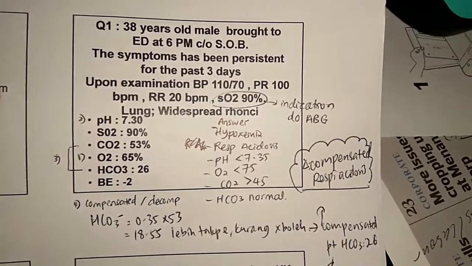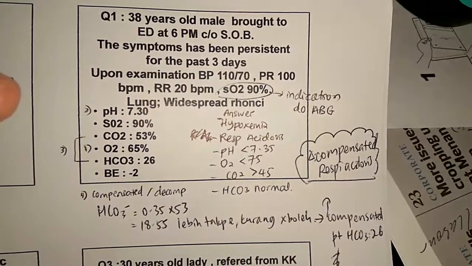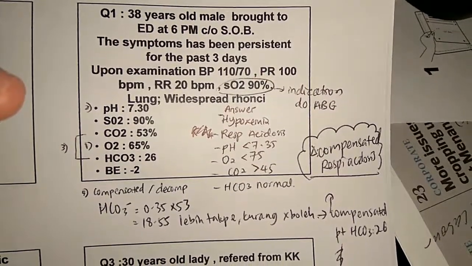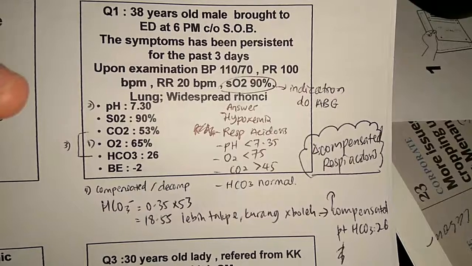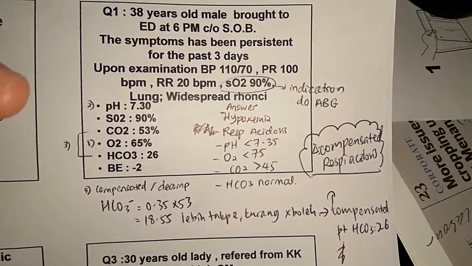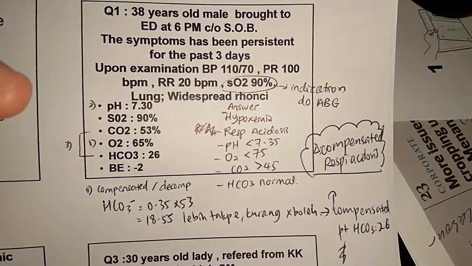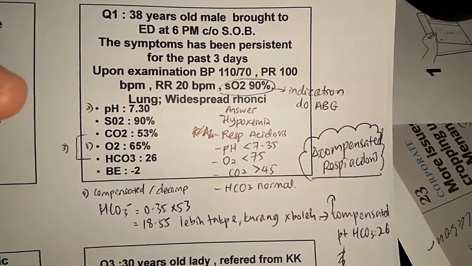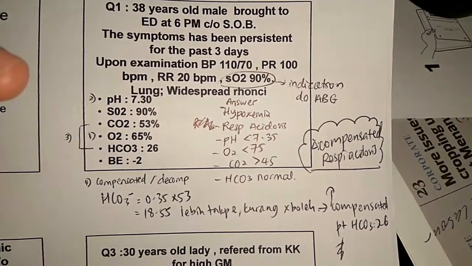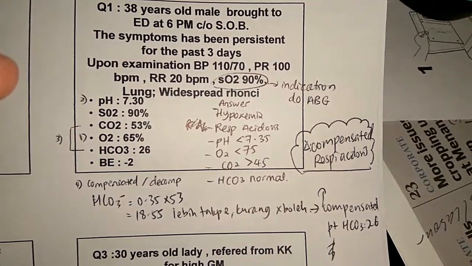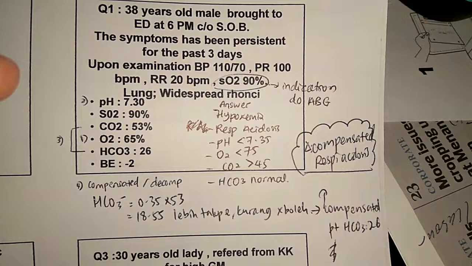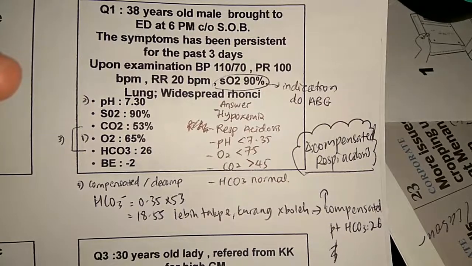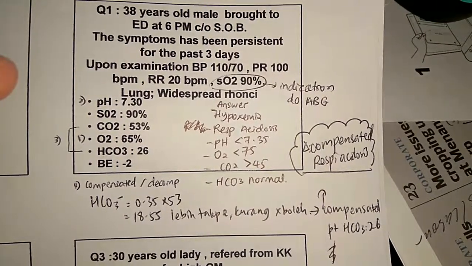Okay, let's look at the example of case number 1. A 38-year-old male brought to ED at 6 p.m. complaining of SOB. Symptoms have been persistent for the past 3 days. Upon examination, vital signs normal except for SpO2 of 90. So this SpO2 of 90 is an indication for us to do ABG. Lungs have widespread bronchi. pH 7.3, CO2 53, oxygen 65, bicarb 26, base excess -2.